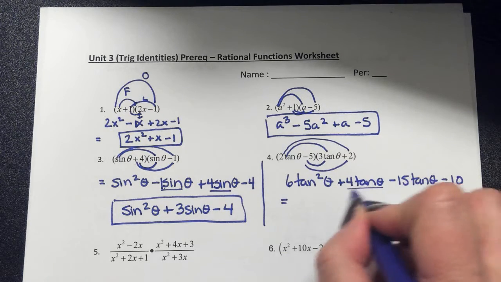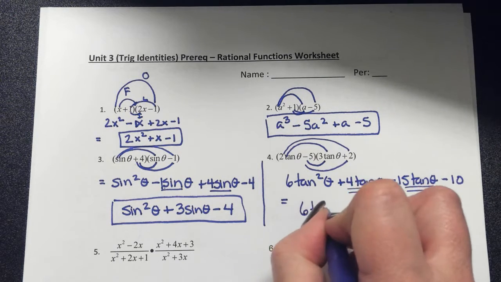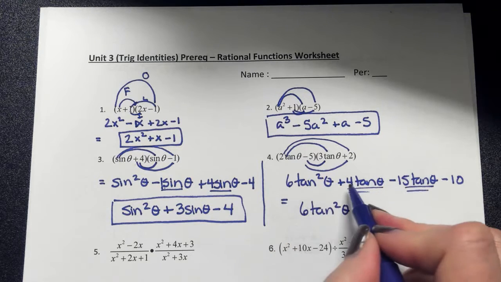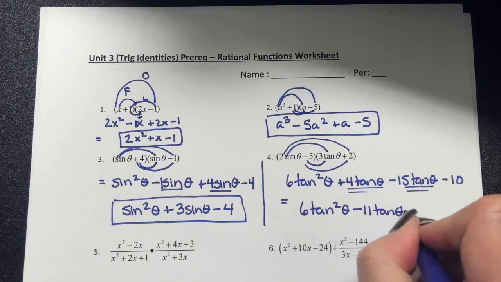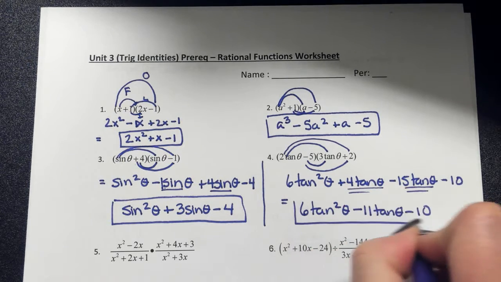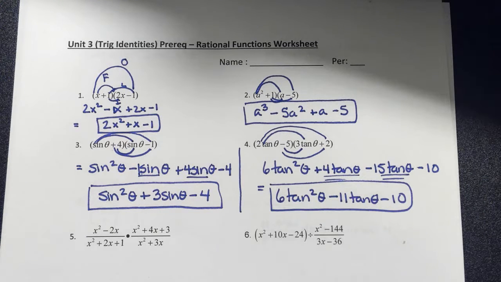So again, I've got two terms with a tangent to the first theta, so I can combine like terms by just adding or subtracting the coefficients. 4 minus 15 is a -11, tangent theta -10. So that's how you can use your foiling and distributive property using your trig functions.